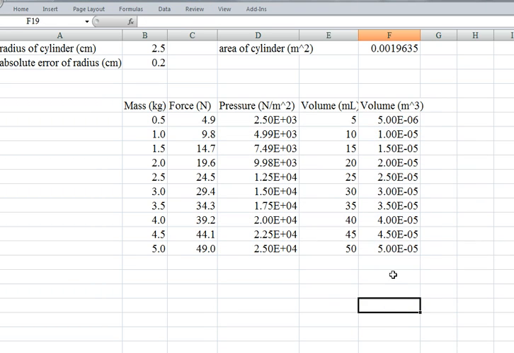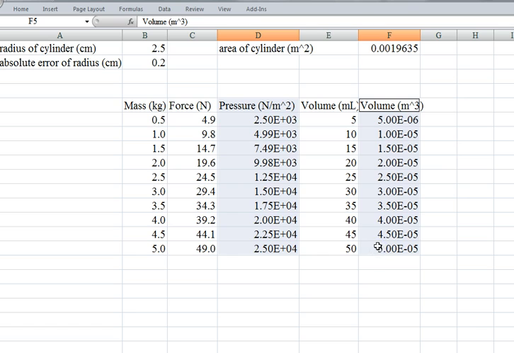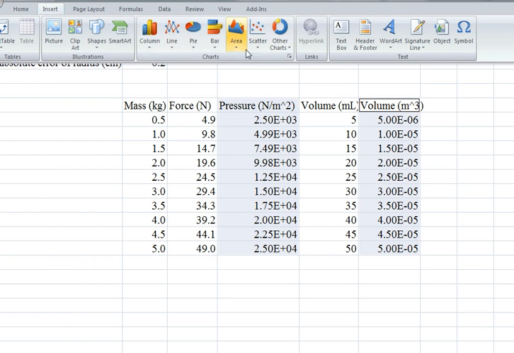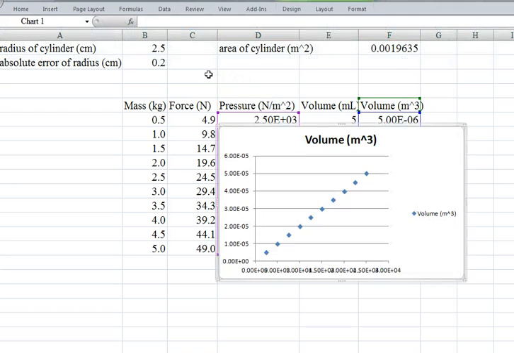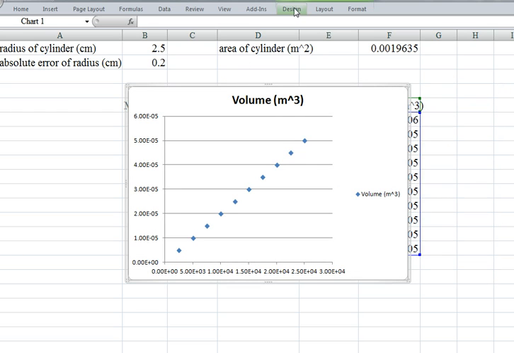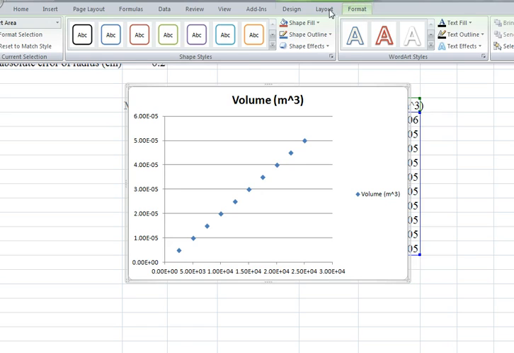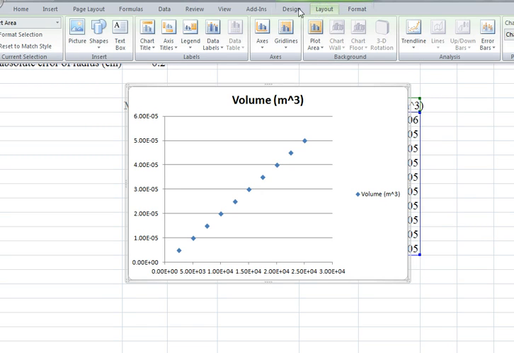Okay, so now we're ready to graph. And so what we do is we're going to grab the X values, and then we're going to hit Control, and we're going to grab all of the Y values, and then we're going to go to Insert and scatter plot. Okay, so now we have a little bit of work to do with this graph. Up here you see that now we have chart tools: design, layout, and format. And the big thing we're going to be playing with is the layout.